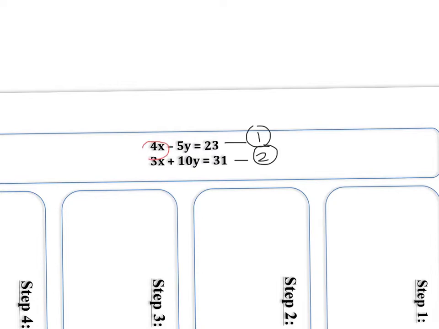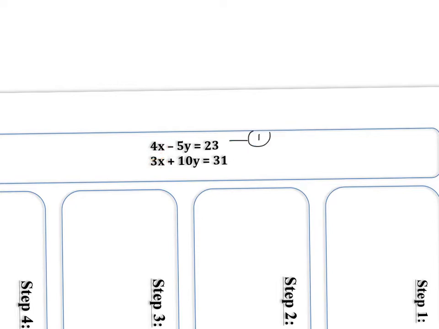This is going to be 4x and this is 3x. So in order to be able to eliminate this, you need to multiply the top by a 3. So 3 times 4 would be 12. The bottom, you'd multiply it by a -4. -4 times 3 would be -12, and then you can eliminate these. Now let's look at the y's.